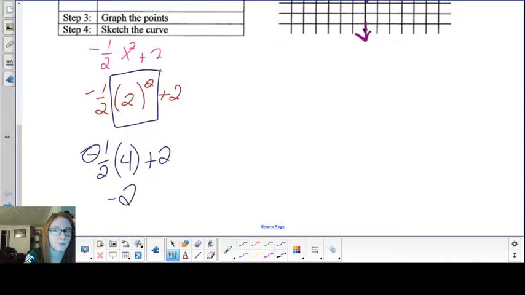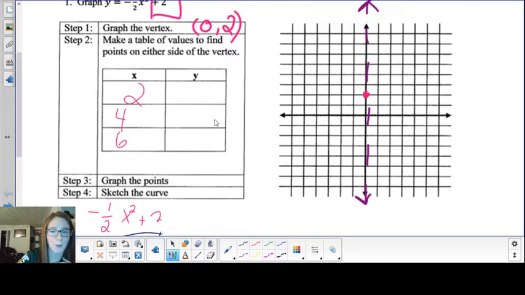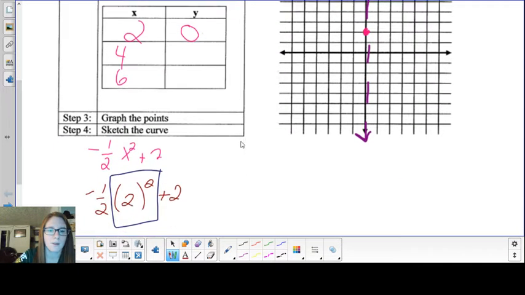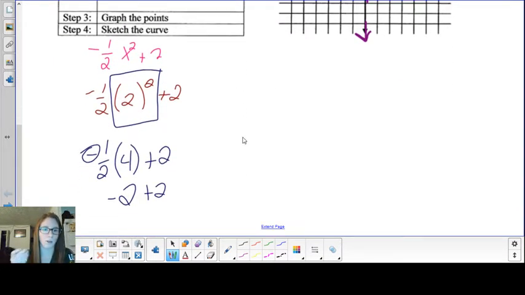And I have negative 2 plus 2, which is going to give me 0. So my first point is going to be 2, comma 0. And we're going to graph all of these in a second. I want to finish entering my table first. Next idea is we're going to plug in 4.